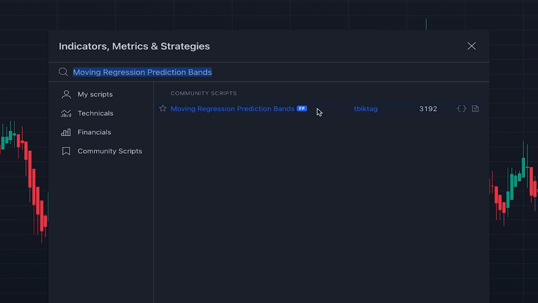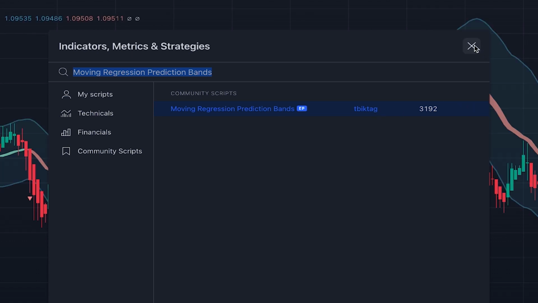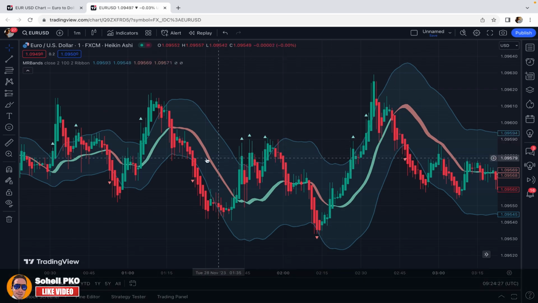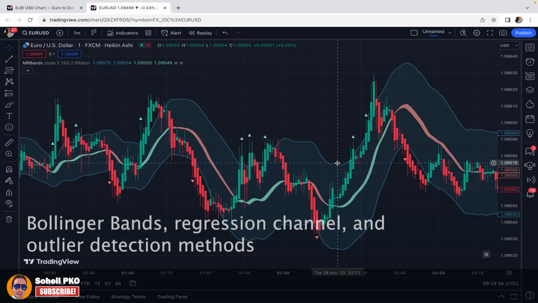This one, which is an editor's picks indicator and written by someone named TPIC. Alright, this is the indicator, and as you can see, it's overlaid on the price chart in the form of bands. It's kind of similar to Bollinger Bands, but it's different. It's actually a combination of Bollinger Bands, regression channel, and outlier detection methods.